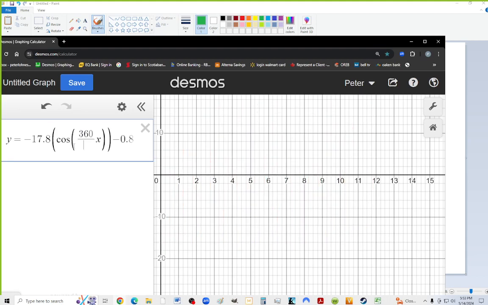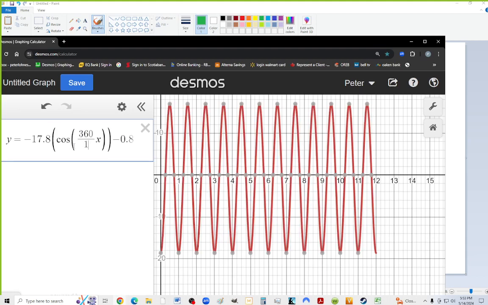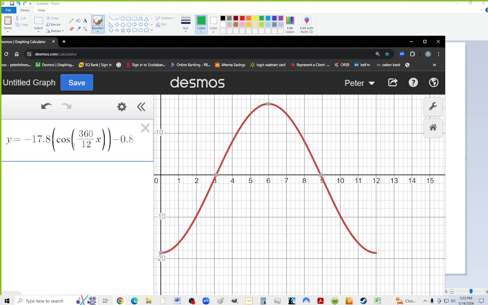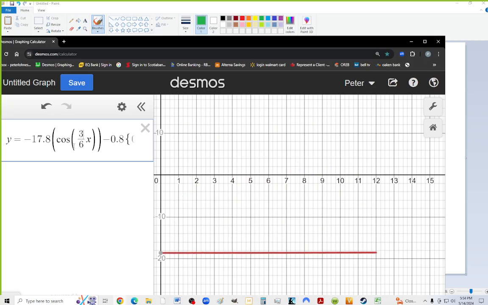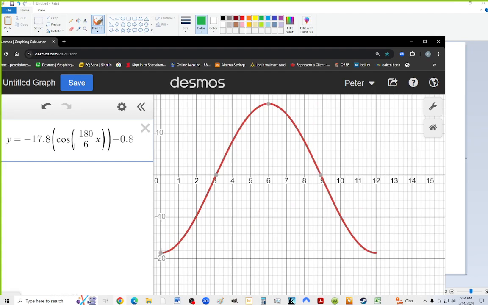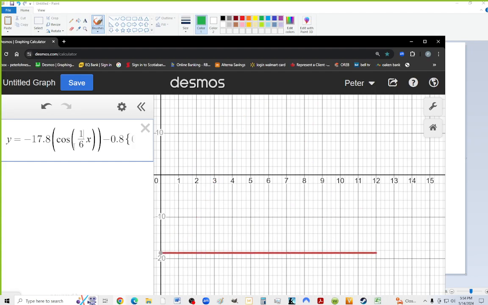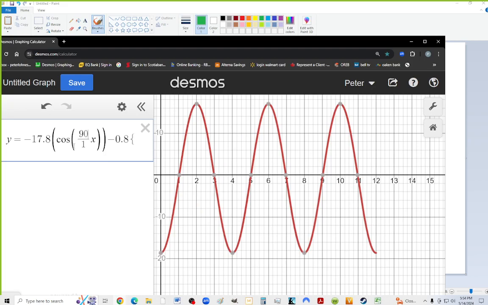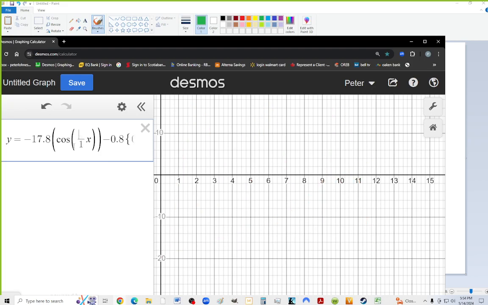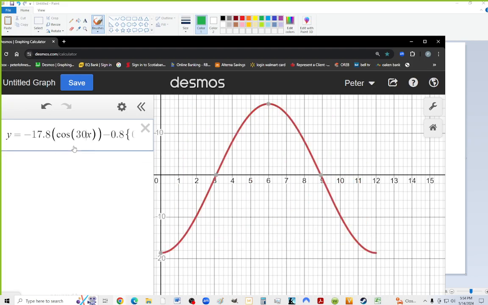So 360 divided by 12. Can 12 be divided by 2? Yes. Can 360 be divided by 2? Yes. Okay. Can 180 be divided by 2? Yes. Can 6 be divided by 2? Yes. Can 3 be divided by 3? Yes. Can 90 be divided by 3? Yes. There. 30. So I didn't need a calculator. I just had to kind of go slow.